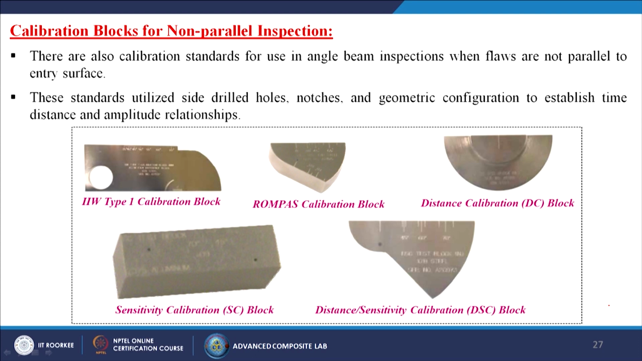Calibration blocks for non-parallel inspections. There are also calibration standards for use in angle beam inspections when flaws are not parallel to the entry surface. These standards utilize side drilled holes, notches and geometric configurations to establish time, distance and amplitude relationships. Here you can see that we have given many examples of different calibration blocks for abnormal or irregular surfaces.